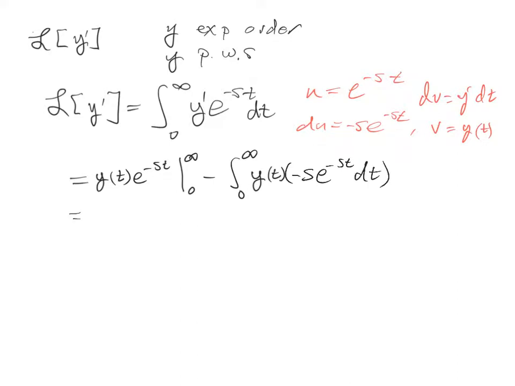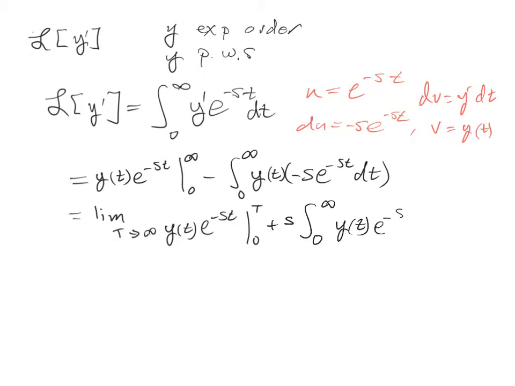So we're going to first take a look at evaluating this limit. This is the limit as t goes to infinity of y of t e to the negative st from 0 to t. And then here, with our double subtraction, we're going to have plus. We have a constant s, which does not depend on t, that we can factor out, times the integral from 0 to infinity of y of t times e to the negative st dt.